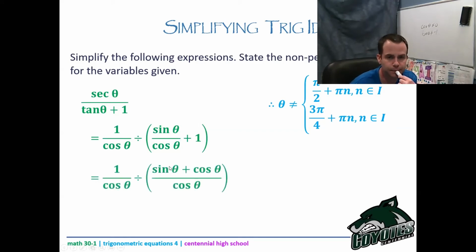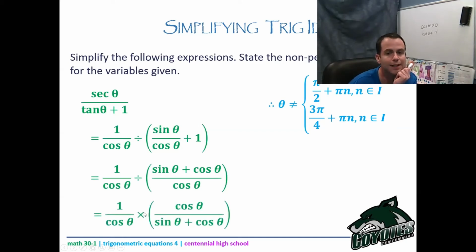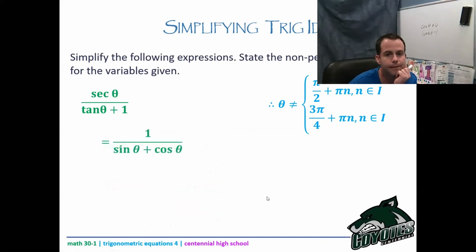And that would give me this. Sine of theta plus cos of theta all over cos of theta. Now I'm ready to change this to multiplication and flip the second fraction. So that'll be 1 over cos of theta times cos of theta over sine of theta plus cos of theta. I now see that my cos of thetas would divide each other out here and here. And so that would leave me with 1 over sine of theta plus cos of theta. And there's actually not much more I can do with that. So we're going to call that simplified. Okay, so that one got a little bit messier.